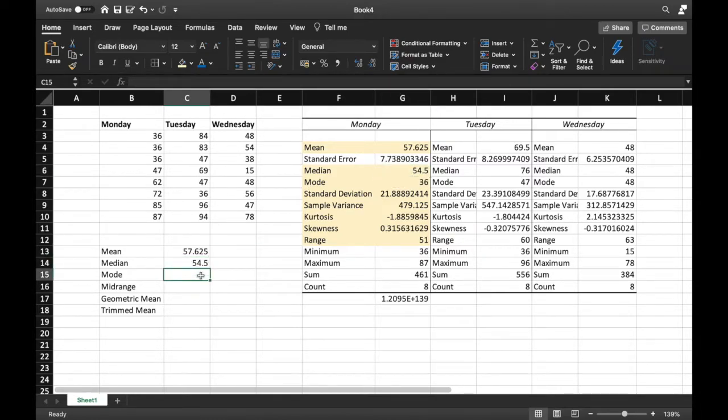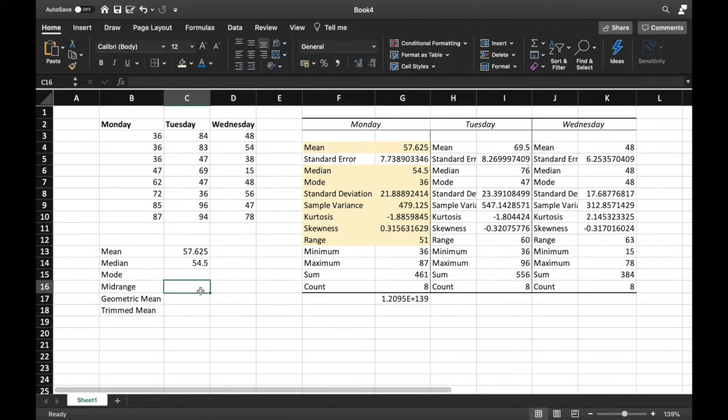As for mode, this would be more manual because you really need to look at the numbers that are repeating. So you can use frequency, etc. But the point here is that you really need to know the numbers of the data values. And so if you are dealing with a lot of numbers, this may not be the best way. It's recommended that you use Data Analysis Toolpak.